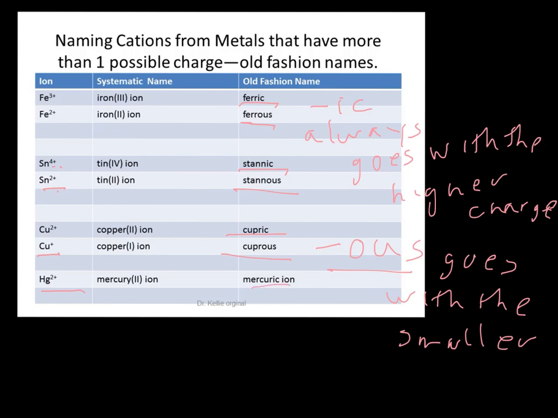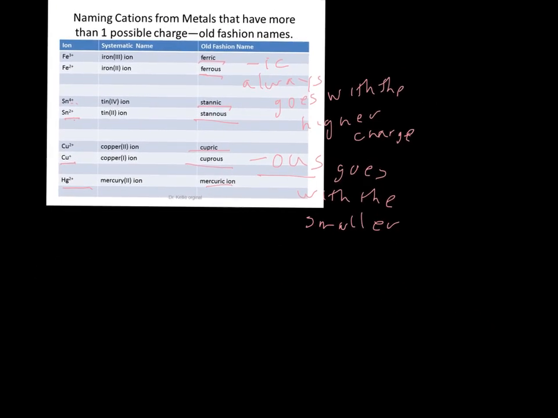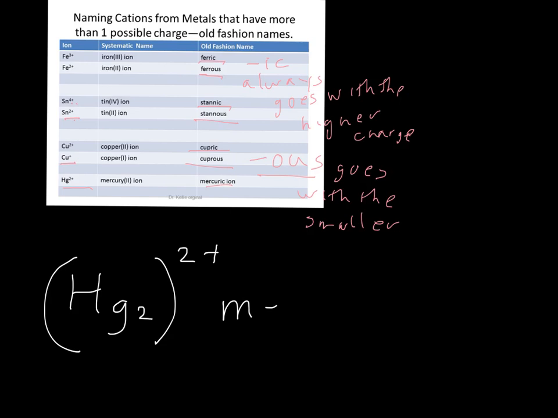Mercury is a special case scenario. Mercury likes to bond with itself. Two mercury atoms will get together and form a unit, and together that unit will have a +2 charge. That means that each mercury within that unit has a +1 charge. So they'll say it's the mercury 1 ion.